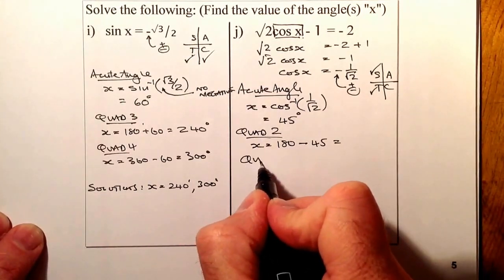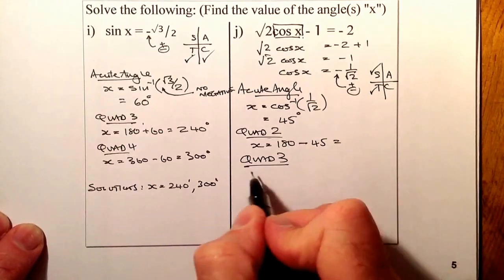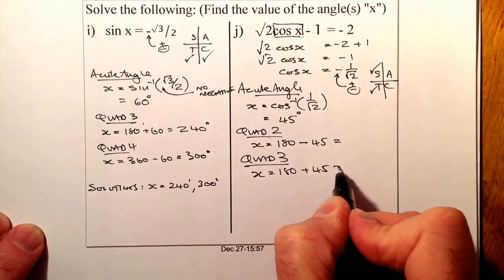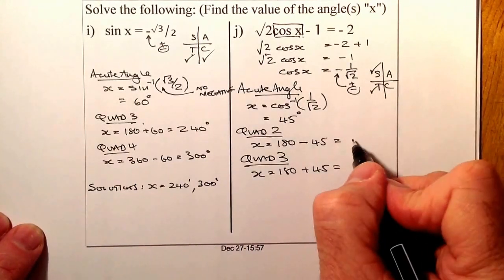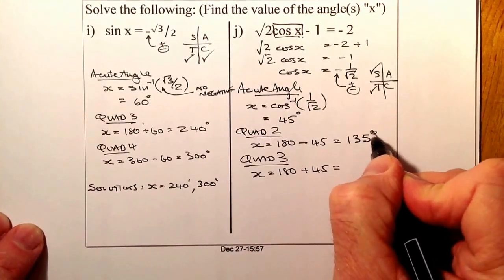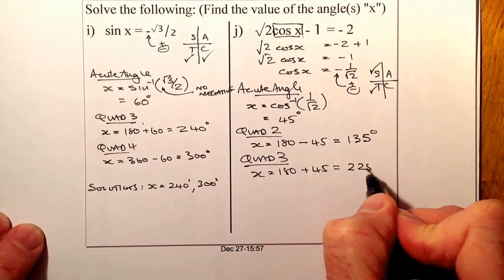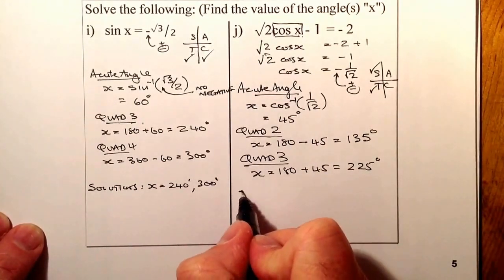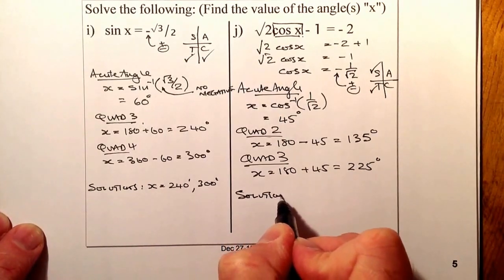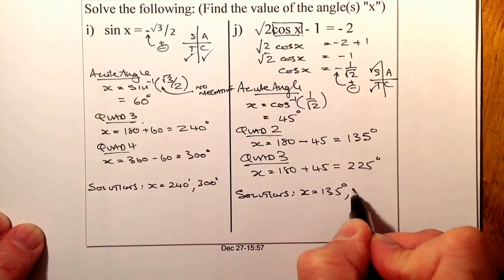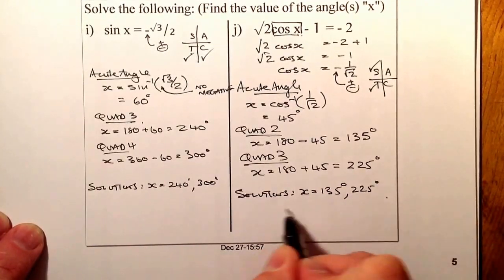And for my quadrant 3 answer, or solution, I've got 180 plus 45 degrees. So up here I've got the first solution, which will be 135 degrees, and in here what I'll have is 225 degrees here. So my solutions, x is equal to 135 degrees and 225 degrees.